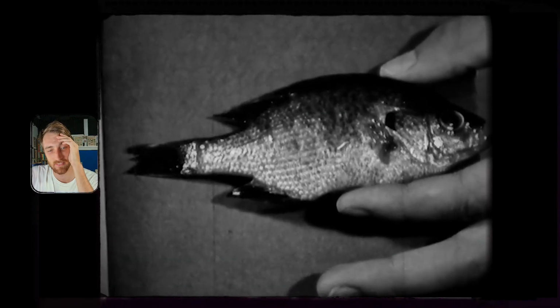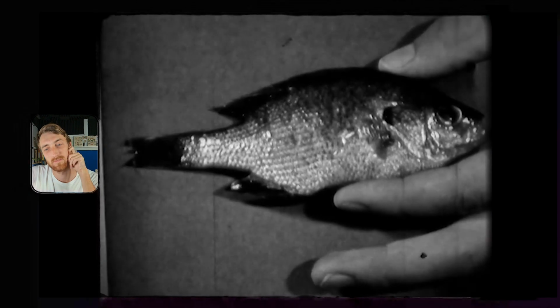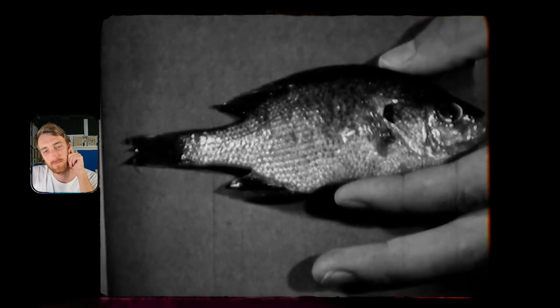I have this blue egg, which, if I hold it against the dark background... Bro, we're not even seeing it. Just show it to us. Oh, there we go. Okay. That the top part of this fish is dark in color, while the bottom of the fish is light.